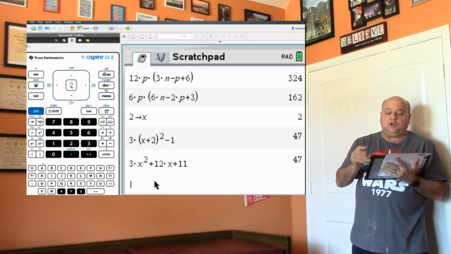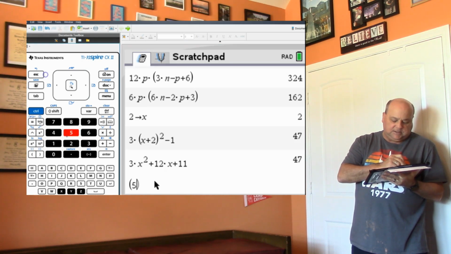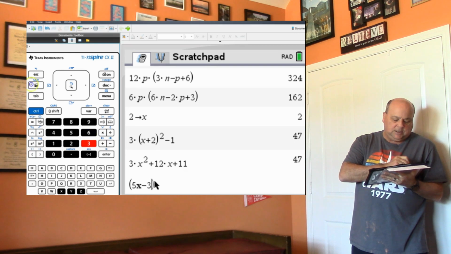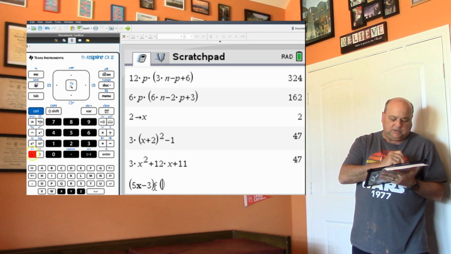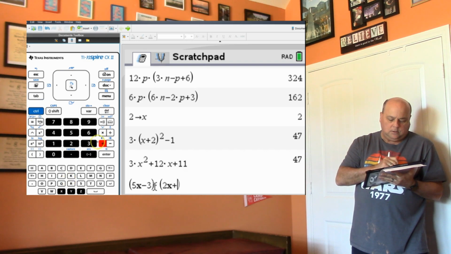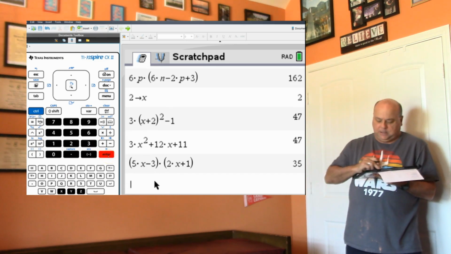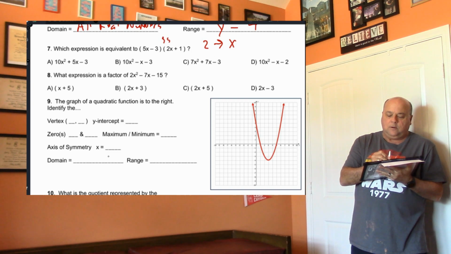I already have 2 stored for x, so I'm just going to type in parentheses 5x minus 3, and then parentheses 2x plus 1. Let me put a multiply there just in case. Times parentheses 2x plus 1. Close the parentheses, hit enter, and I get 35, don't I? So I'm going to go to my paper, and I'm going to put 35 right here.